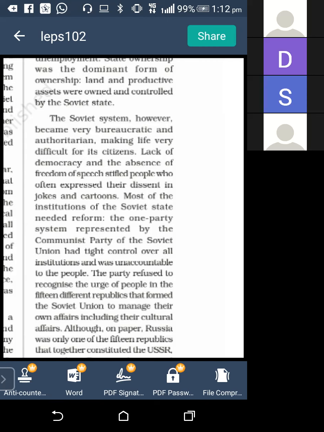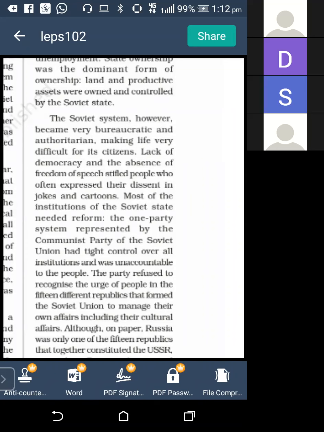Same condition with the people of the Soviet Union, after some time, because they don't have the right to express. Right of expression was not there. Lack of democracy was there. Democracy was not there at all. You cannot express anything about the government. The government was very authoritarian.